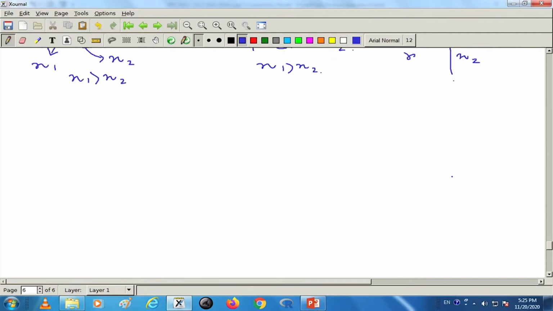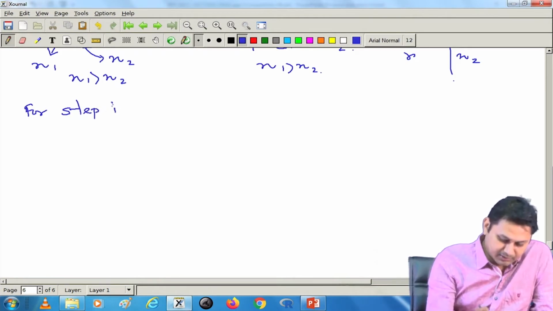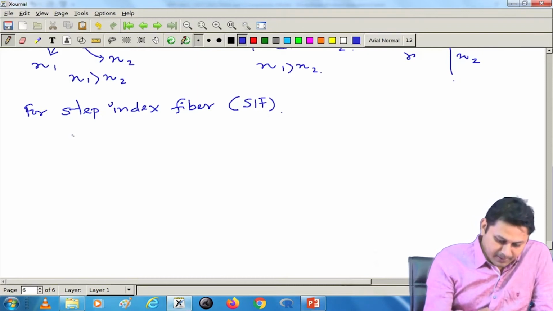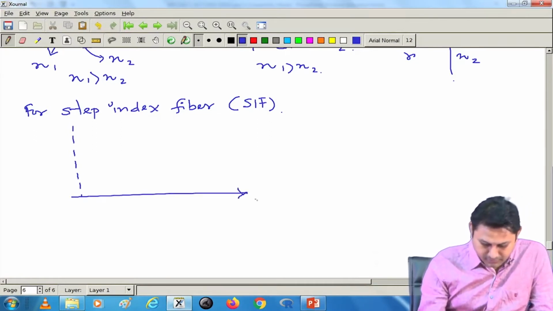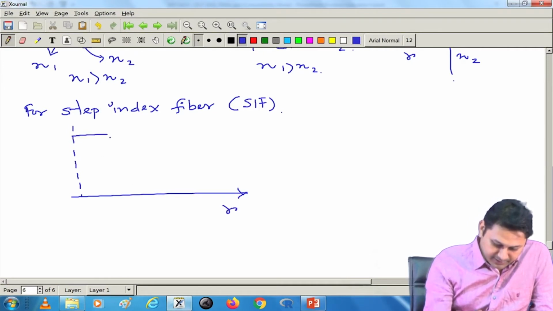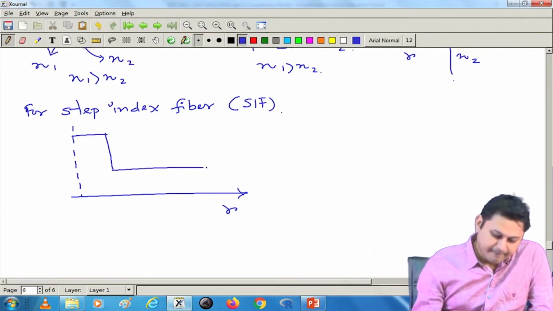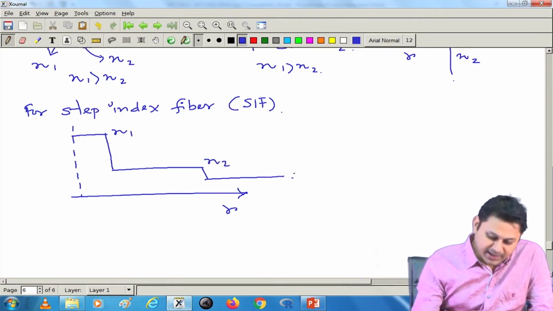So, mathematically if I want to write the profile, let me write it in a more convenient way. For step index fiber, in short SIF, this is the axis, this is the r, and I have a refractive index profile like this. This is the refractive index of the core n1, this is the refractive index of the cladding n2, and outside the cladding we normally have air, so this is the refractive index of the air, I write na.